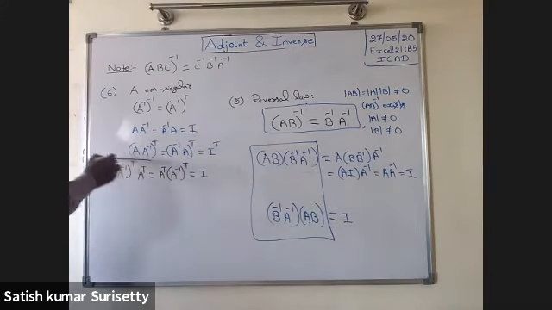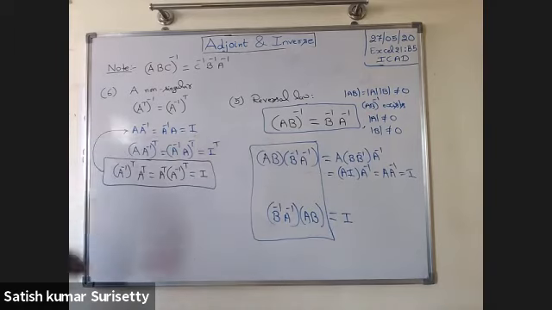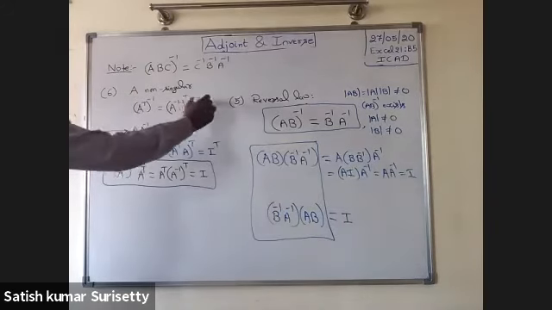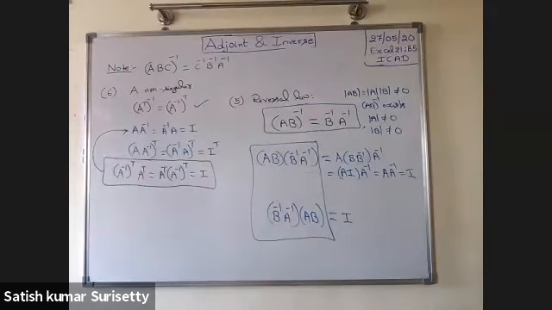Now this is again in the same form as before. A into A inverse equal to A inverse into A equal to I. Then from this you can conclude that A transpose whole inverse equal to A inverse whole transpose.